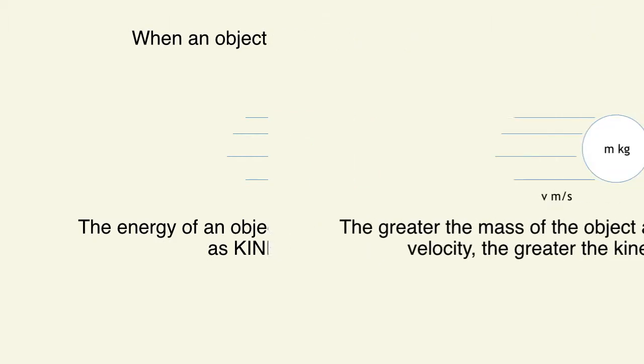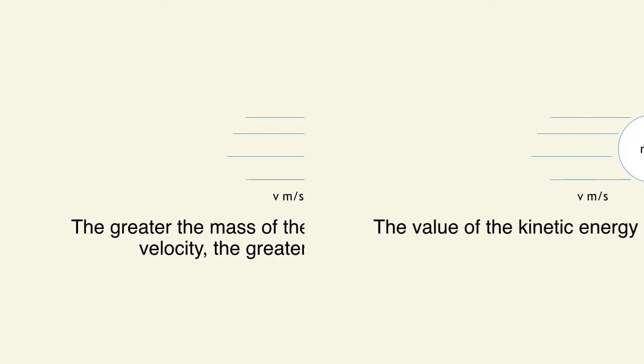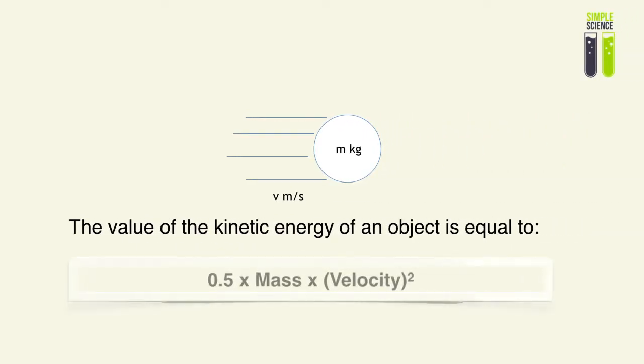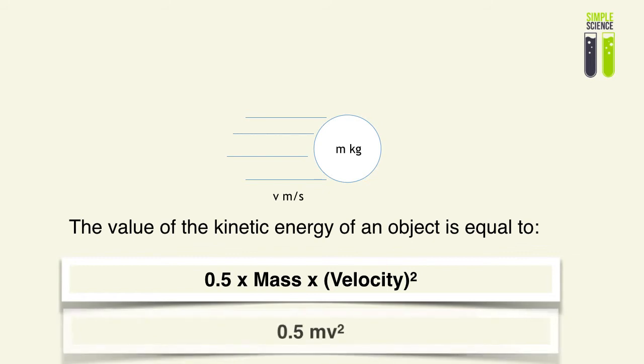Okay, so we look at kinetic energy as if we have a greater mass of the object and the object has a greater velocity, it will have a greater kinetic energy. And the value of this kinetic energy is equal to the object's mass multiplied by its velocity squared and divided by 2. So it's half mv squared, as we more commonly refer to.